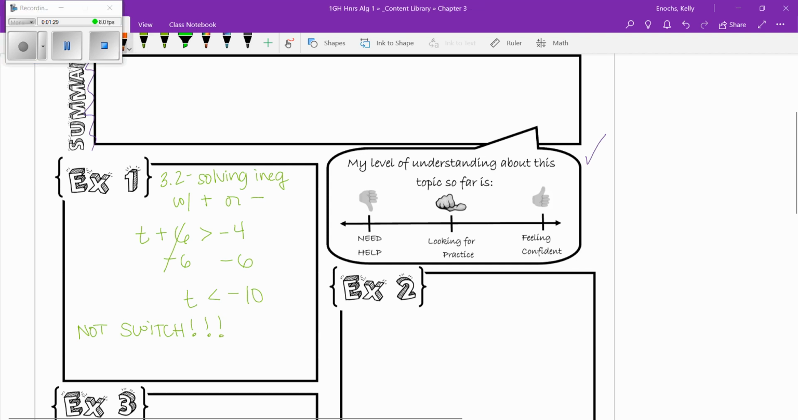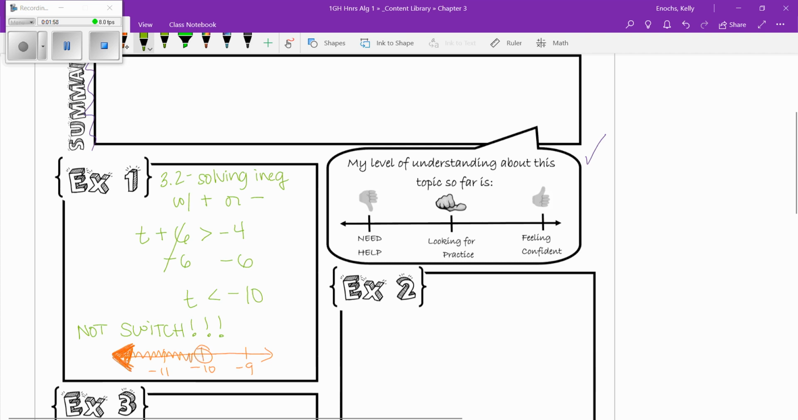And then don't forget, if we wanted to graph this, we would have our negative 10, negative 9, negative 11. It's going to be an open dot at negative 10 and all numbers less than negative 10. So we're going to color towards the negative 11. And remember, you could check that by putting in the negative 11. Is negative 11 less than negative 10? Yes, it is.